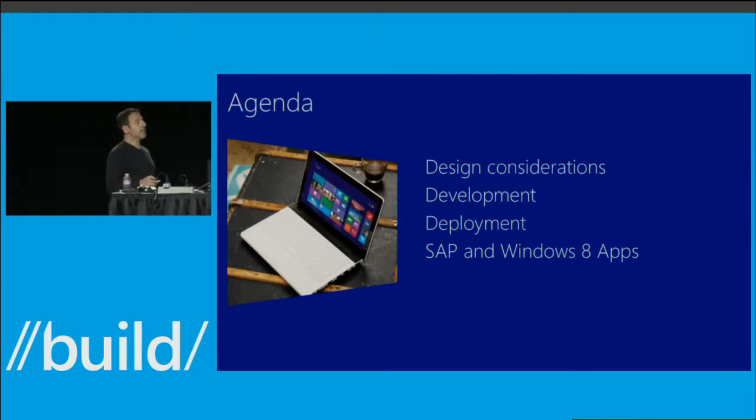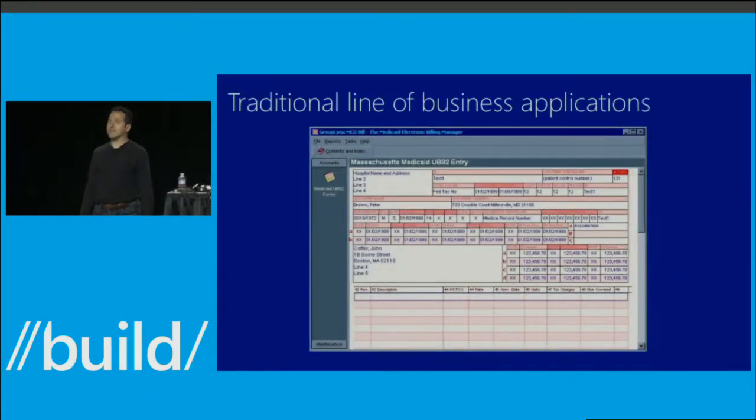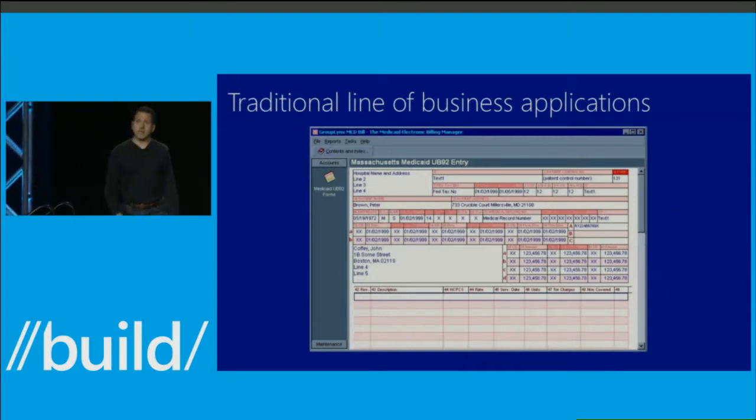So, let's begin with design considerations. What do we think of UI-wise when we think about traditional line of business applications? I went into the archives and got this classic example of a line of business app. And what do we see here? We see some common patterns, like the more data, the better. Cram as much information as we possibly can onto this screen using small fonts, and if it doesn't all fit, the user can just scroll backwards and forwards.